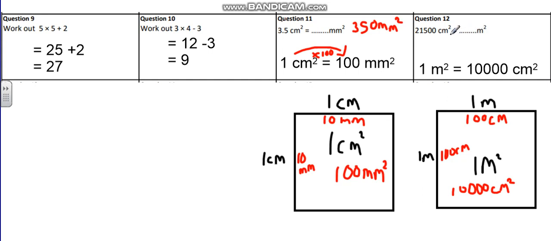Okay, now how do I get from centimetre squared to metre squared, or how do I get from 10,000 to 1? I would be dividing by 10,000. So in this question, I need to do 21,500 divided by 10,000, which will give me 2.15 metres squared. Okay.